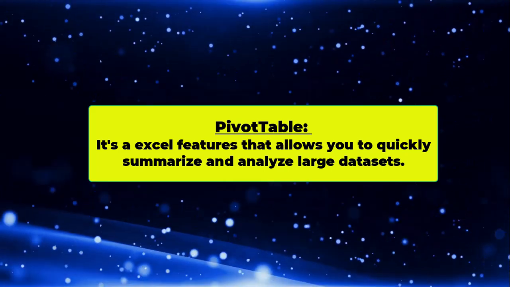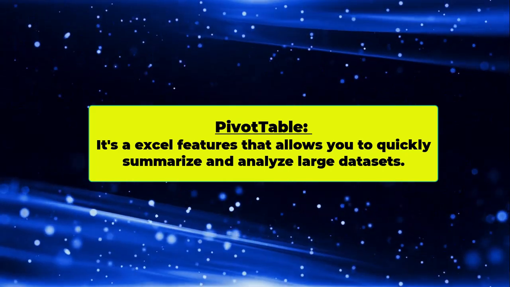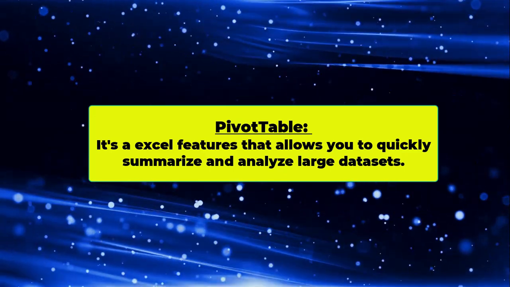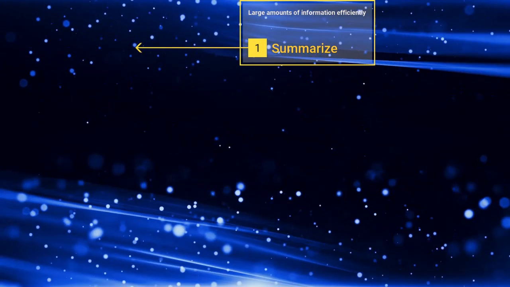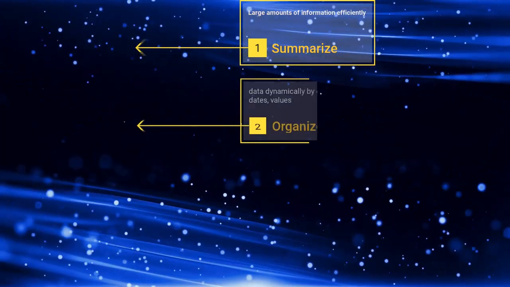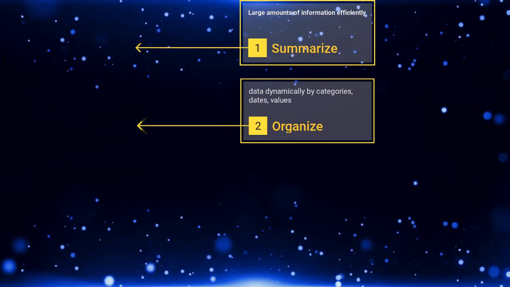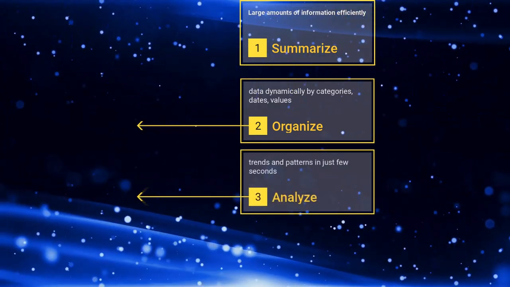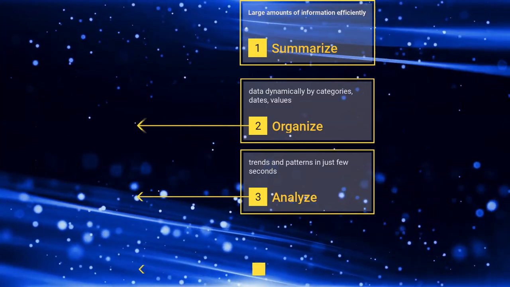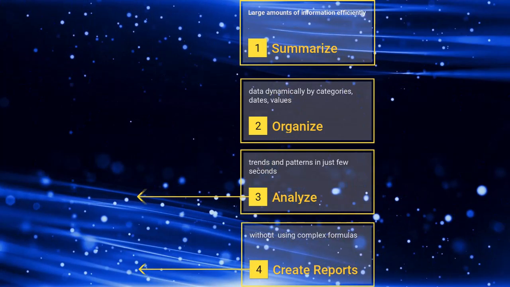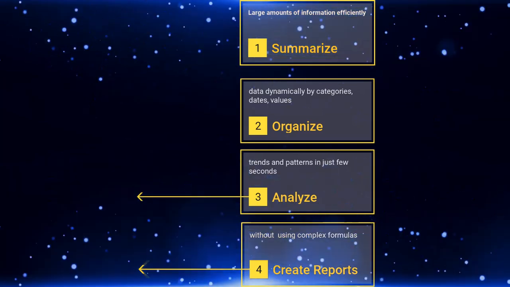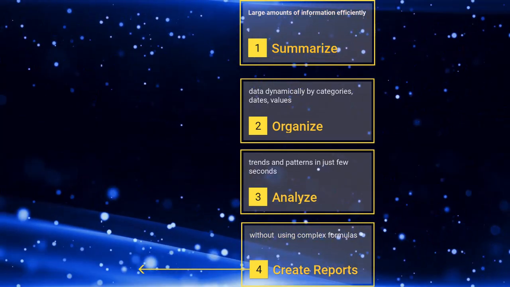What is a pivot table? A pivot table is an Excel feature that allows you to quickly summarize and analyze large data sets. Instead of manual sorting and calculating data, pivot tables help you summarize large amounts of information efficiently, organize data dynamically by categories, date, and values, analyze trends and patterns in just a few clicks, and create reports without using complex formulas. Think of it as a magic table that allows you to group, filter, and visualize data instantly.